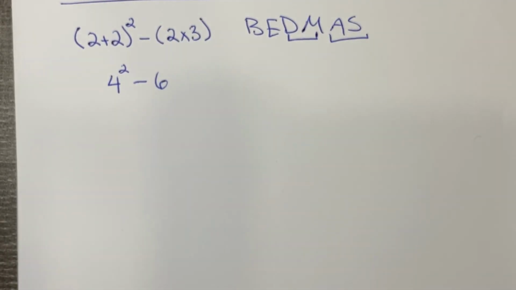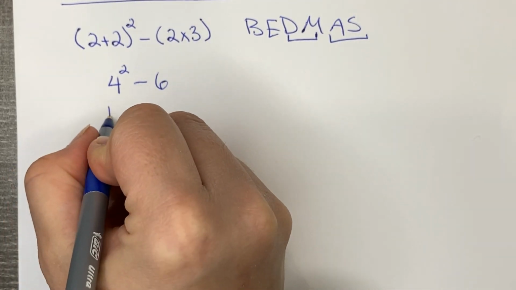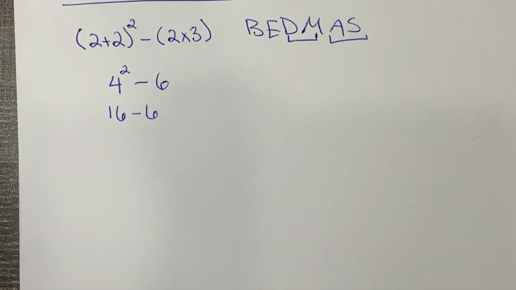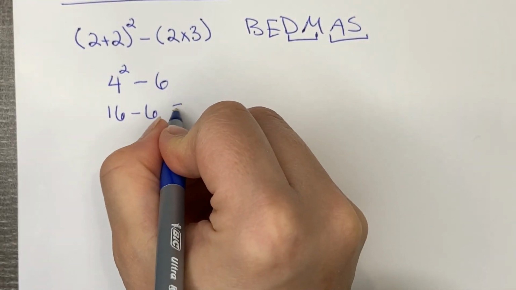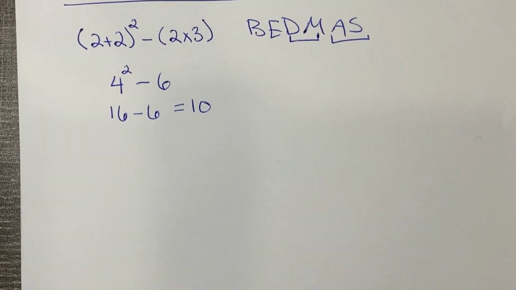Next, we have our exponents. So 4 to the power of 2, that's 16. And then the only other operation we have is the minus 6. So our answer is going to be 10.